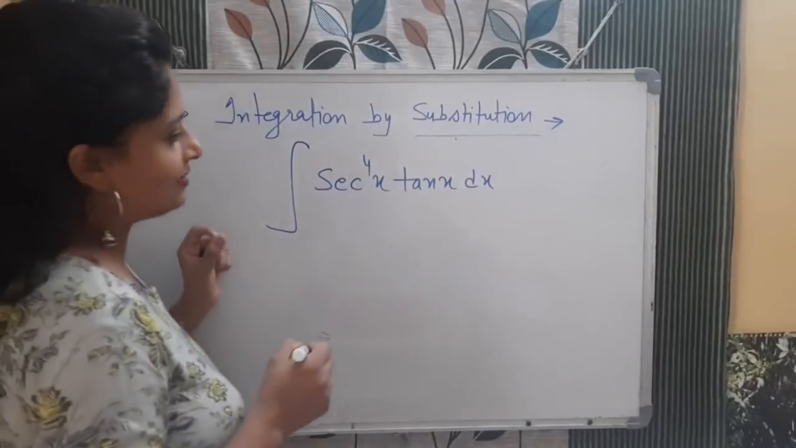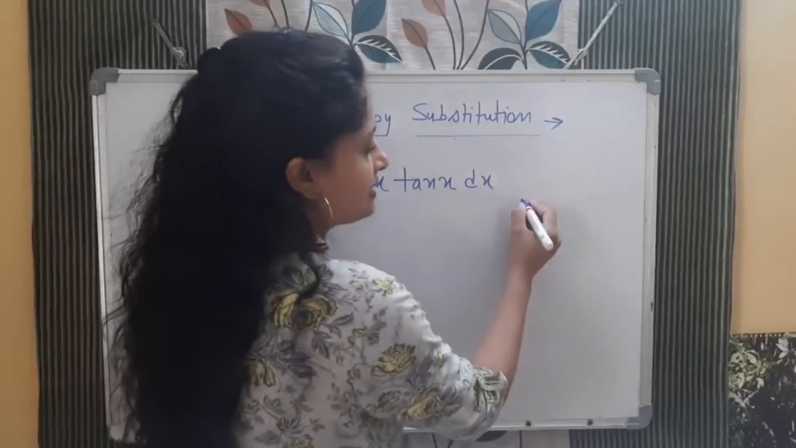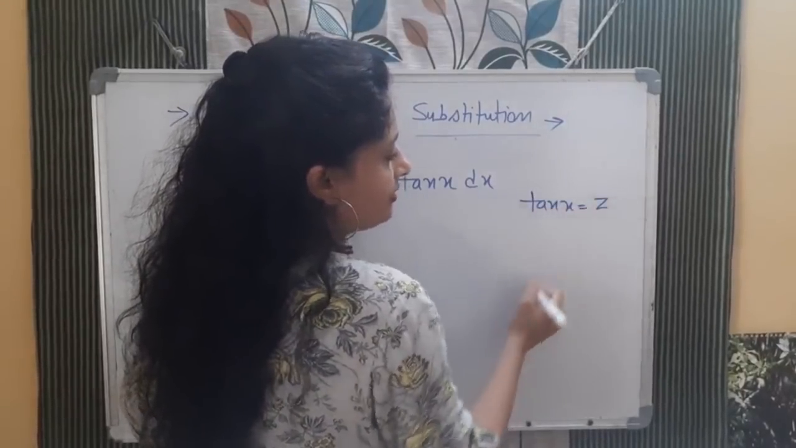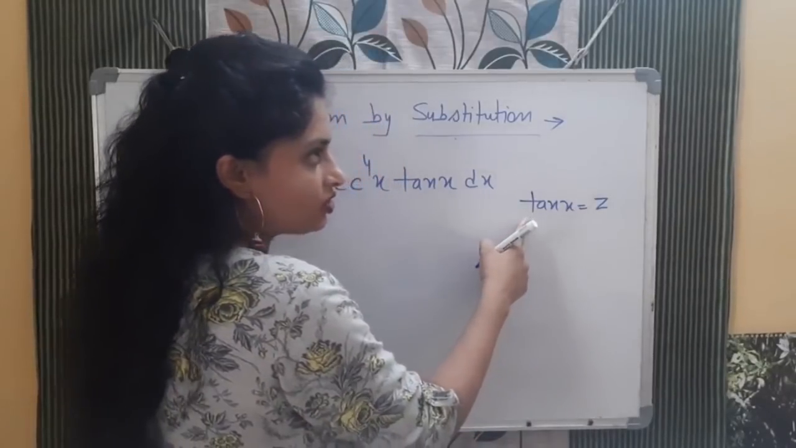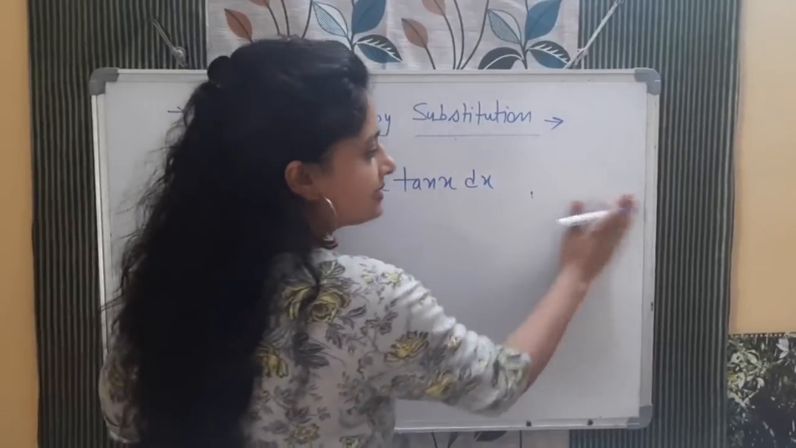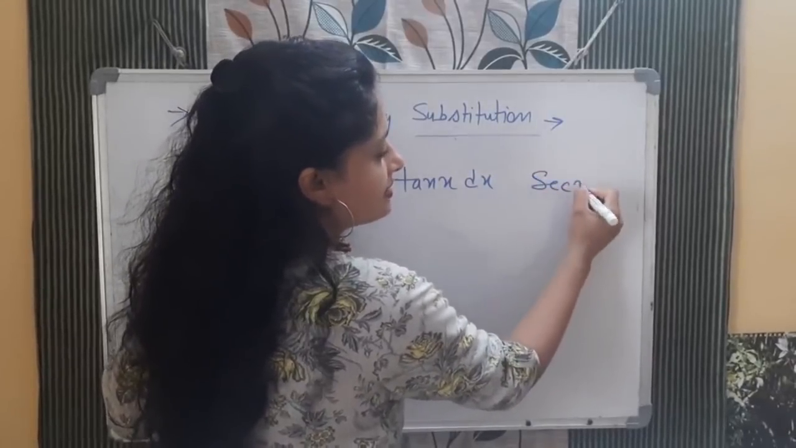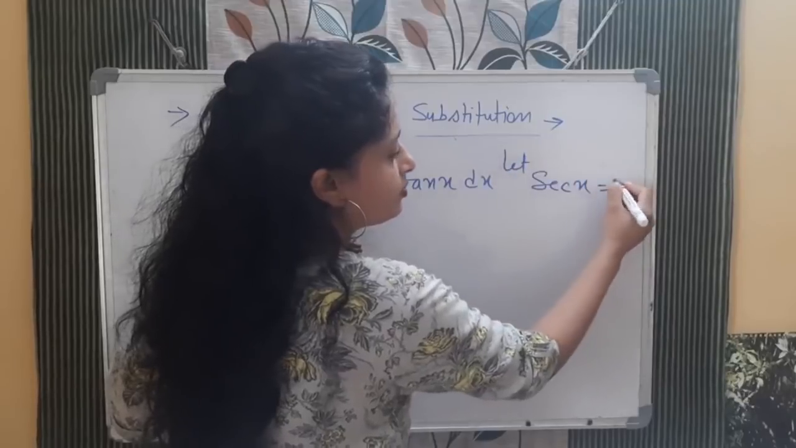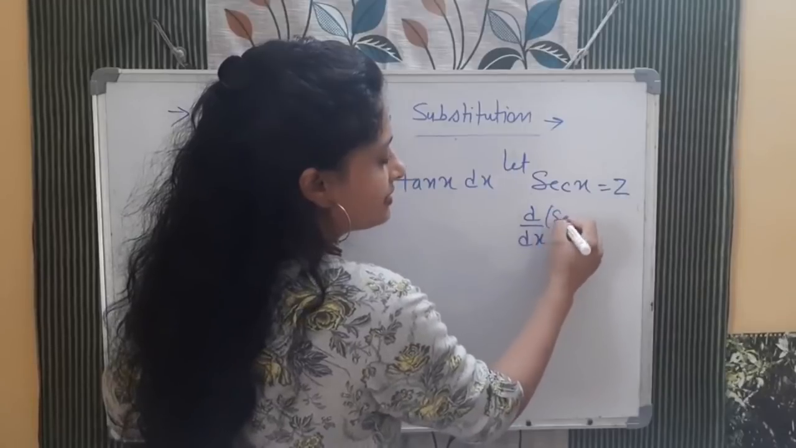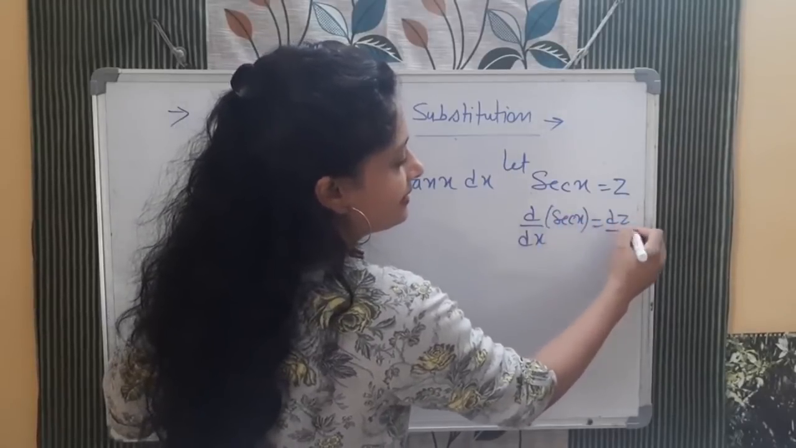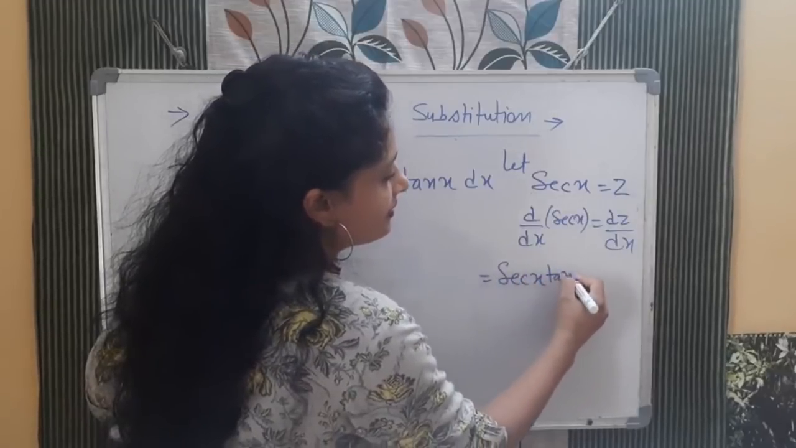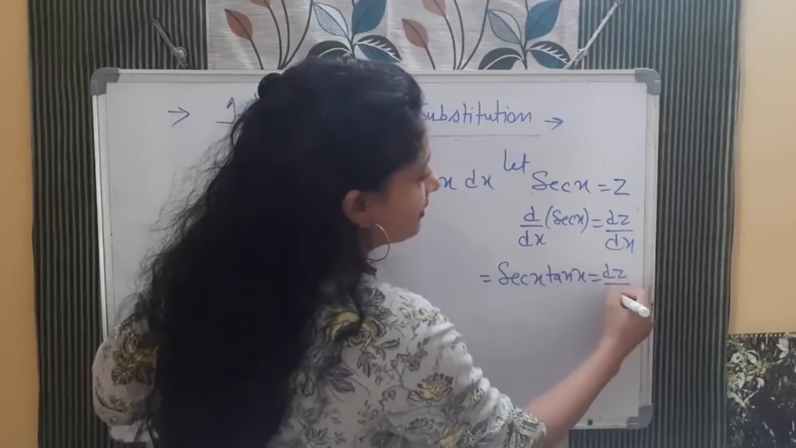So what we will consider, we know that if we consider tangent x is equal to z, so what will be the differentiation of tangent x? It will be secant square x. And if I will consider secant x, let secant x is equal to z, differentiate both the sides. So this side d by dx of secant x, this side dz by dx. Secant x का differentiation कितना होता है बच्चा? Secant x into tangent x is equal to dz by dx.